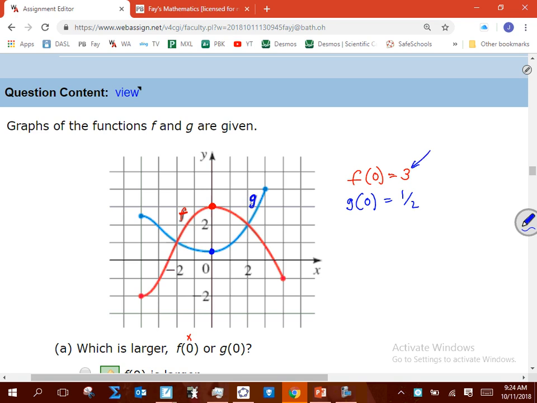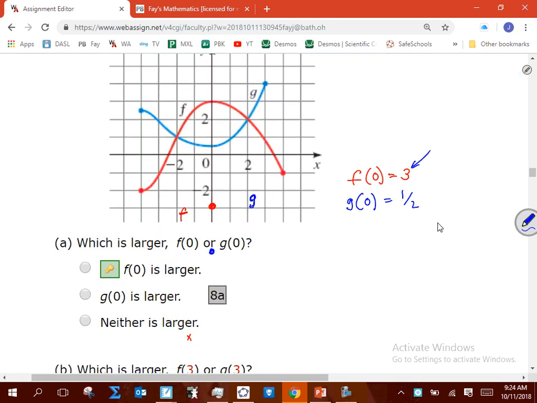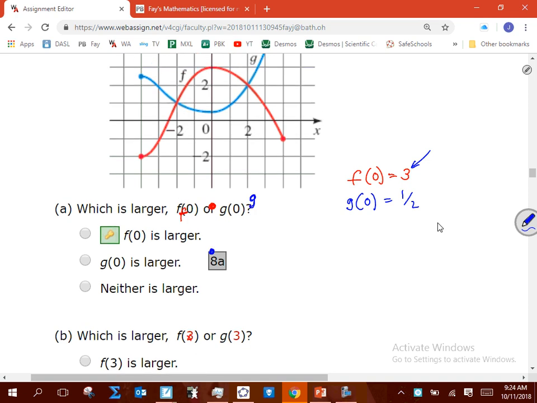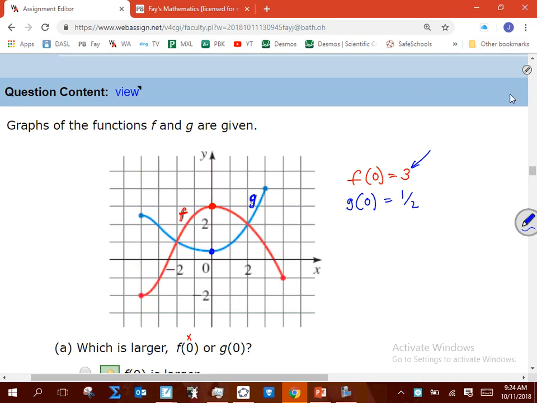Okay. And then we'll scroll back down to another one: which is larger, f of 3 or g of 3? So f of 3 says go out to the x value of 3. Now find the f curve, which is the red one, and see what your y value is. So that's 1. And then it says go out to g of 3, find your blue curve, which is going to be a y value of 4, and this one is greater, right?